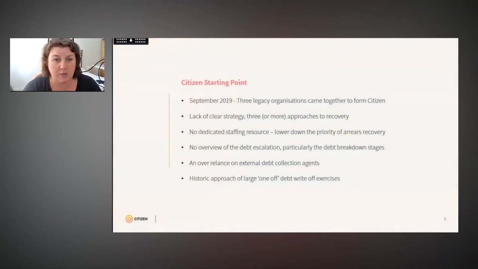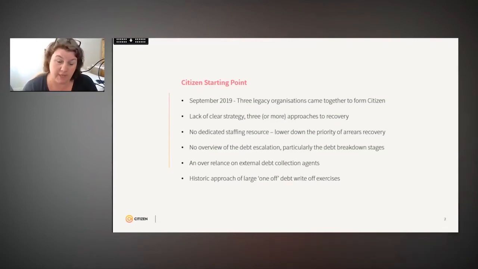As an organisation, we were formed out of 3 legacy organisations that were previously under the same umbrella, September 2019. Just because we were under the same umbrella organisation, it didn't mean that we had one way of doing everything. There were 3 or more, in some cases, approaches to our former tenant arrears recovery. We had no dedicated staff and resource, and because we knew we had more to do with current arrears, this meant that former tenant arrears was far down the priority list of arrears recovery.